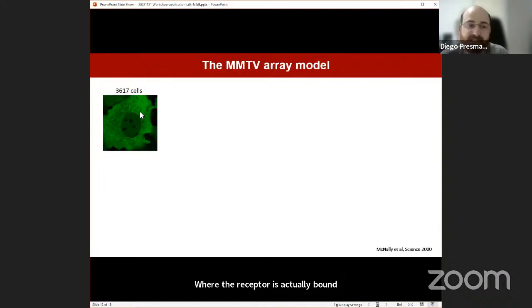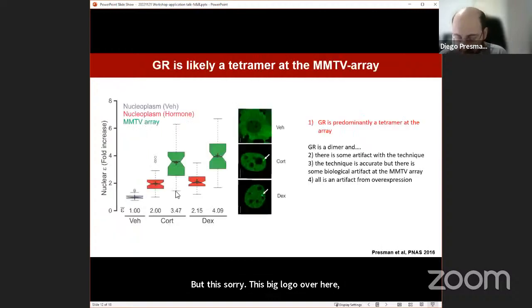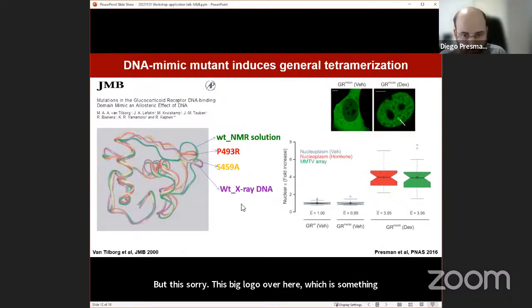So we use this very special cell line. What you can see here is GFP-GR in the absence of ligand. You can see it mostly in the cytoplasm and a little bit in the nucleus. Once we activate it, the receptor translocates into the nucleus. And I hope you can see my mouse, but this big block over here is something special in the cell line. And oops.